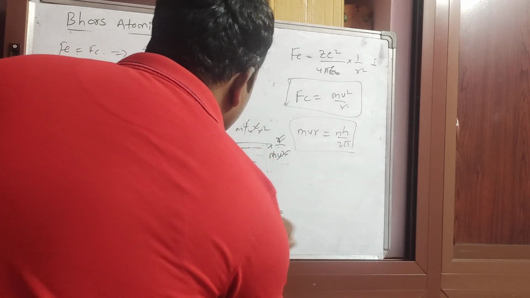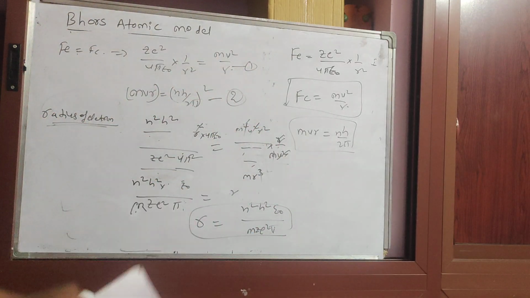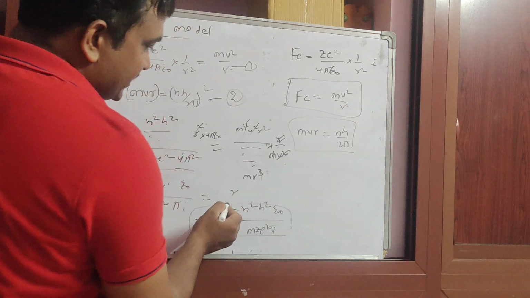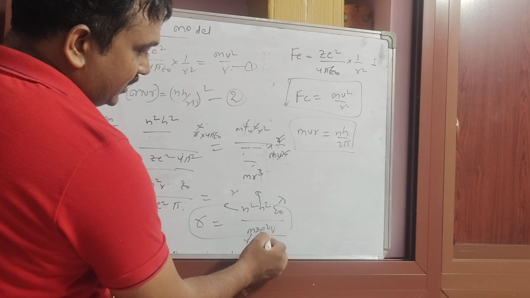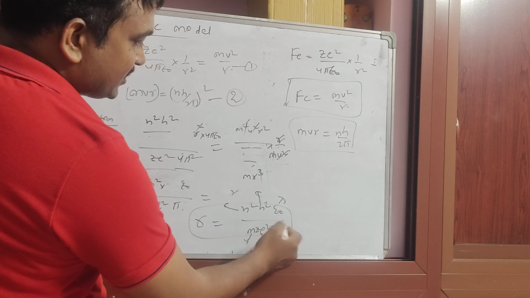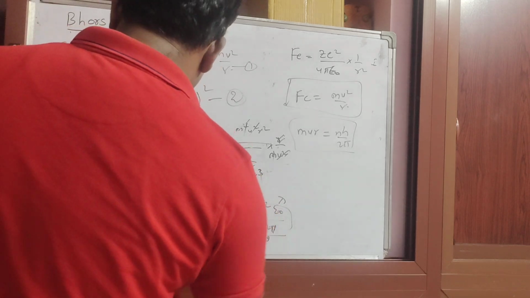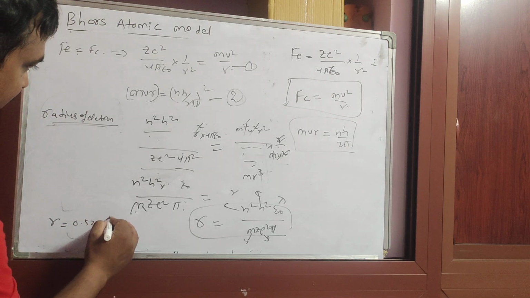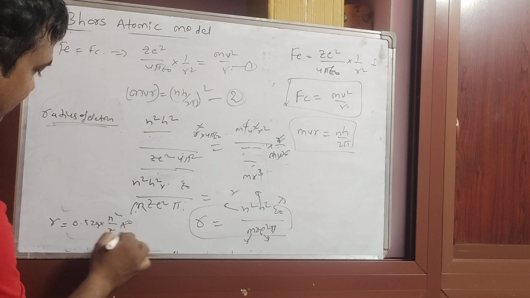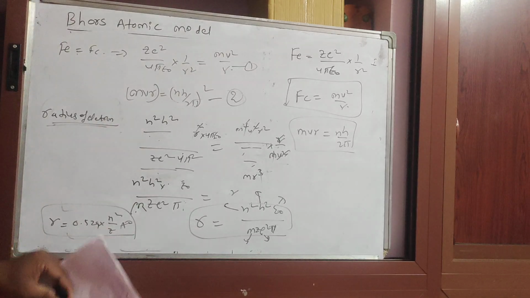This is the radius of the atom. Very important. In this case, h is constant, epsilon is constant, mass of the electron m is constant, e is constant, pi is constant. Then finally, what do you get? r is equal to 0.529 into n square by Z angstroms. This is the radius of the atom.